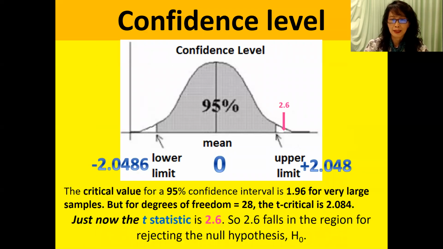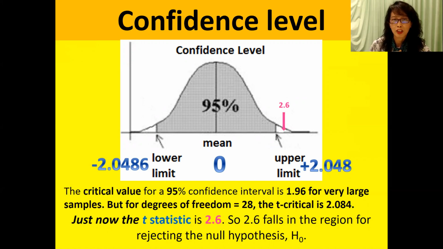You see, this is a graph of a confidence level. You can see in the middle is 0, 95% confidence level. There is an upper limit and a lower limit. So just now at 28 degrees of freedom, set at 95% confidence level, the T critical that was found from the T test table is 2.048 on the plus side and on the minus side.